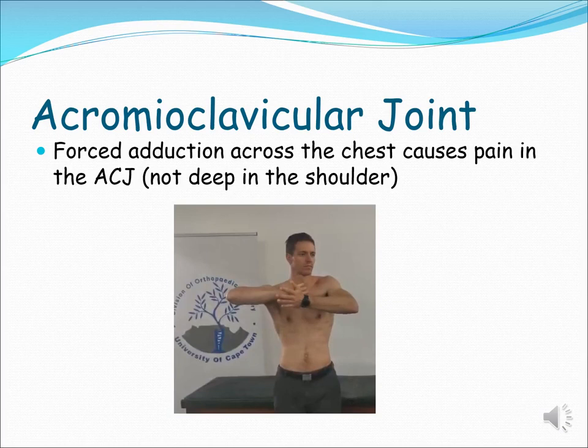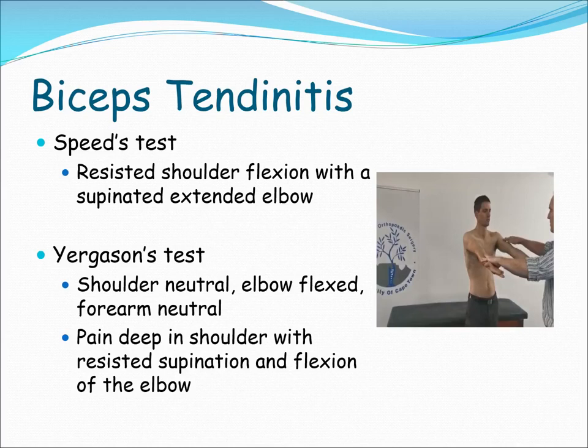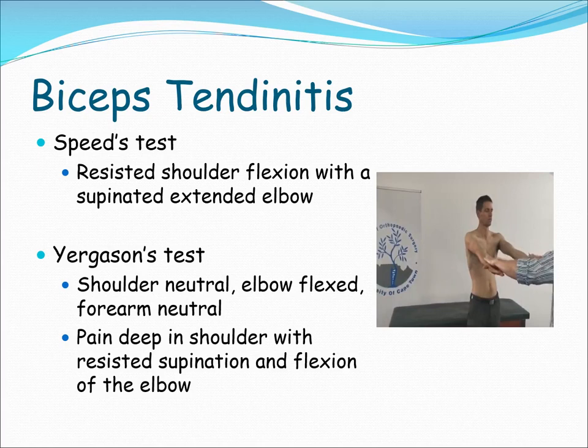pain in the shoulder. There are several biceps tendon tests, but the most commonly used are the Speed's test and the Yergason's test. A clinical examination will reveal tenderness over the biceps groove in some of the patients. The Speed's test is when you do resisted shoulder flexion with a supinated extended elbow, as shown in the video here, and then this will be followed by the Yergason test. So the Speed test is palms up and they resist forward flexion by yourself.